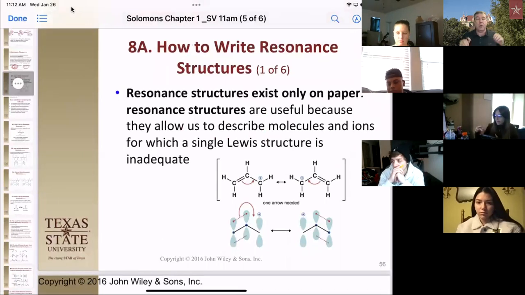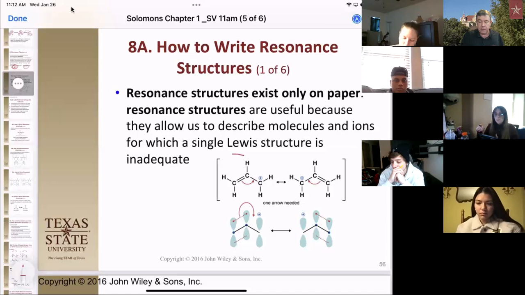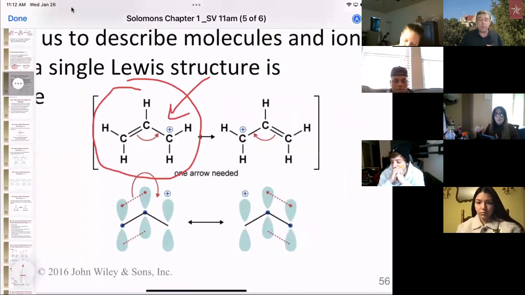Okay, so when we're drawing resonance structures, we need to understand that it's just something we use on paper to describe how the molecule reacts. So if we were to draw this Lewis dot structure only, and it has a positive charge on this carbon, and we mark this carbon as carbon number 1, and we mark this carbon as carbon number 3, would all of the reactions happen on carbon 1? If we did the reaction and we saw half of them reacted on carbon 1 and half of them reacted on carbon 3, then this one Lewis dot structure does not describe the molecule.